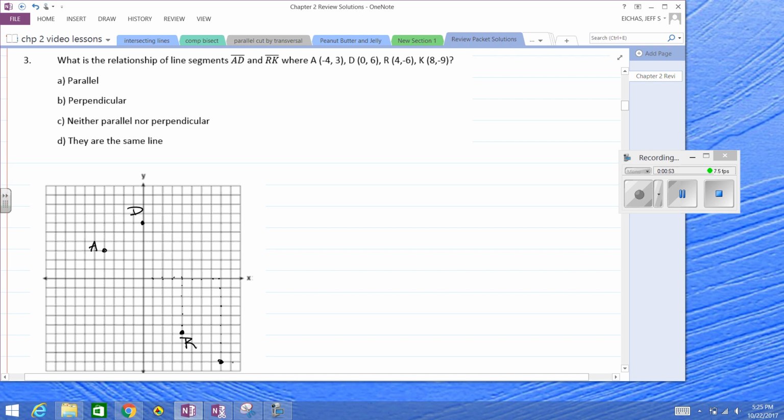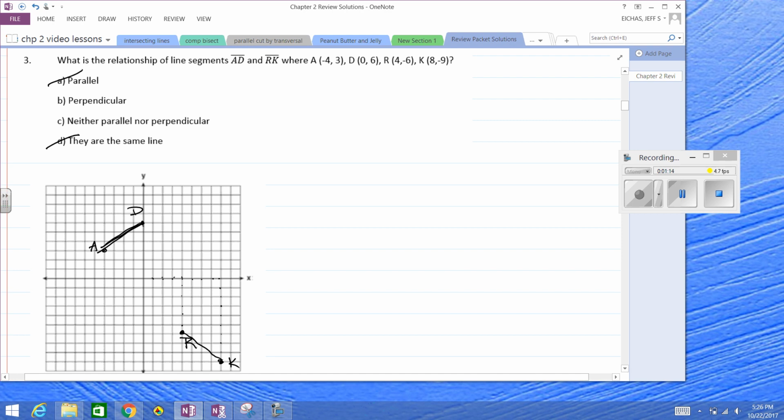Okay, so what we're looking at is we know that they're not the same line, okay? Because you're looking at R to K, you're looking at A to D, all right? So that helps us a little bit. We know they're not going to be parallel, okay? Now it's a matter of, are they perpendicular?